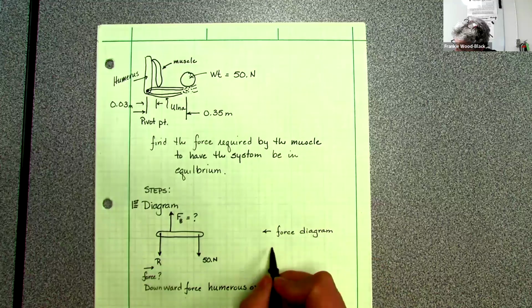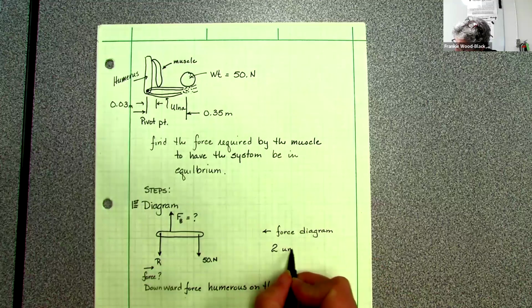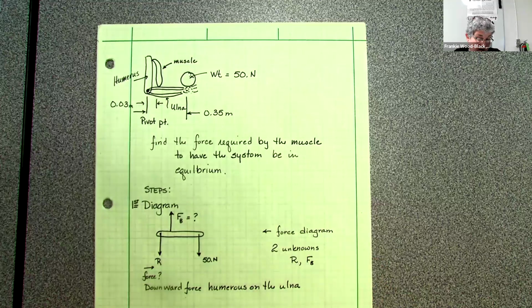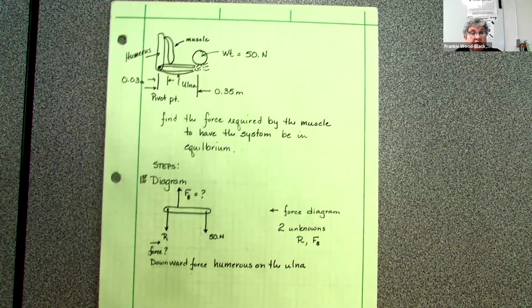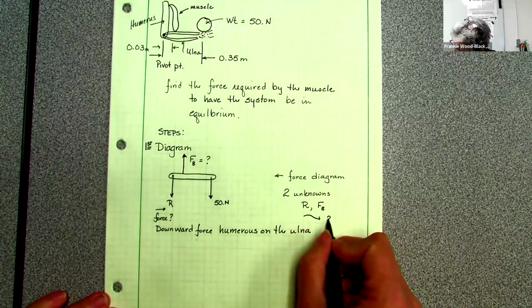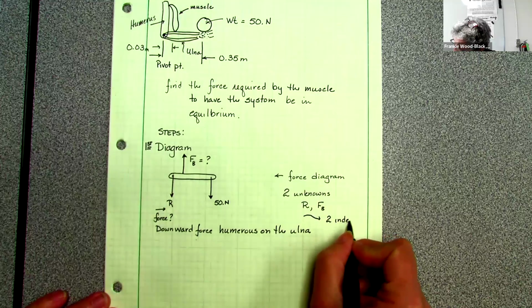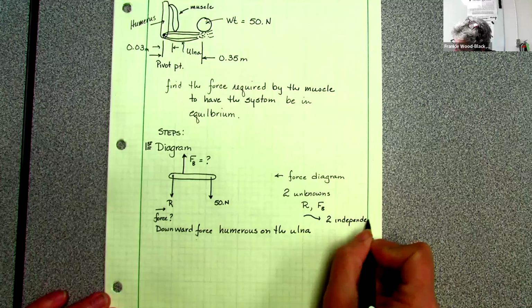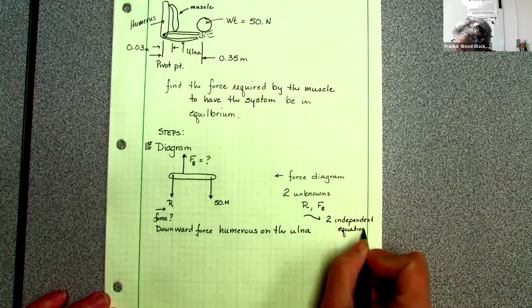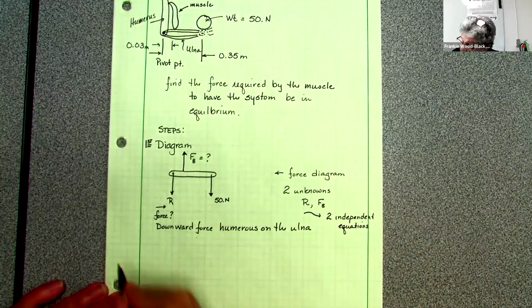And we now know that we have two unknowns. Our unknowns are R and our force on the bicep. We don't know those at all. And so we're going to have to utilize, so that means if I have two unknowns, I have to have two independent equations. And now I can do that.